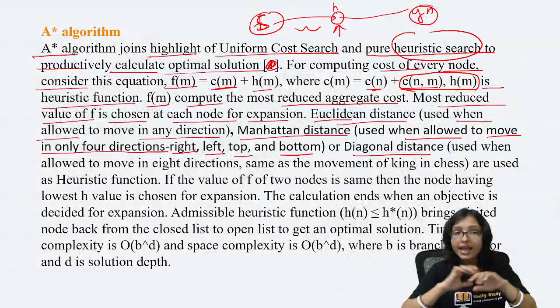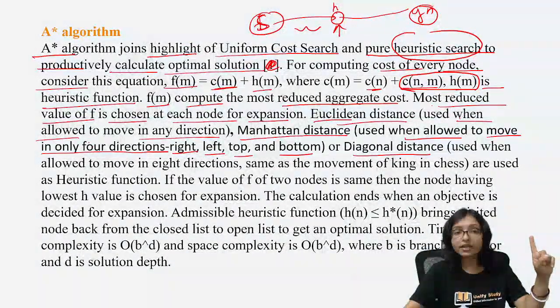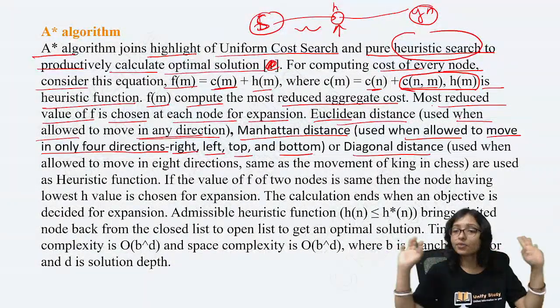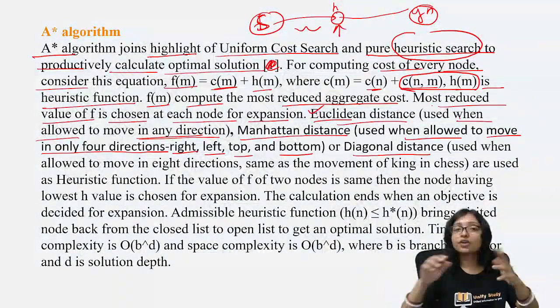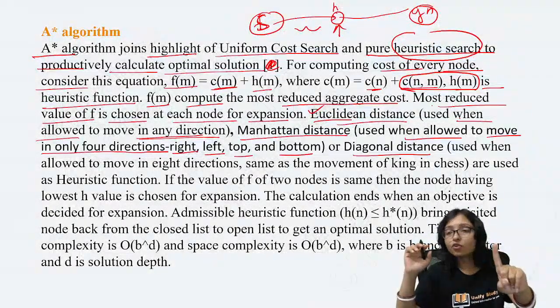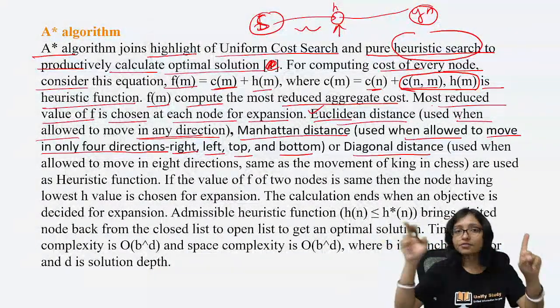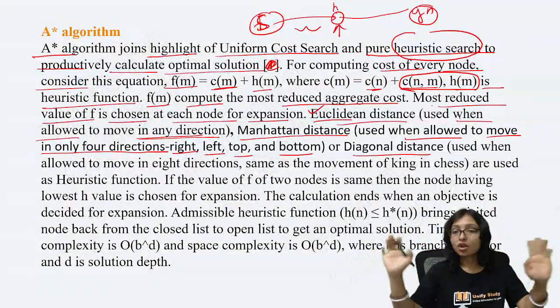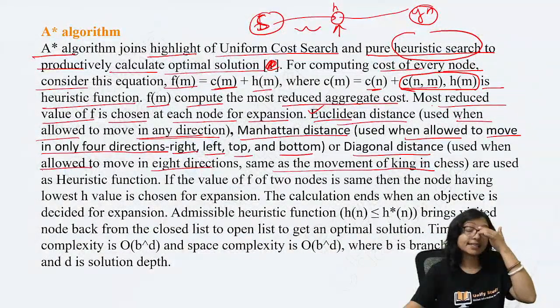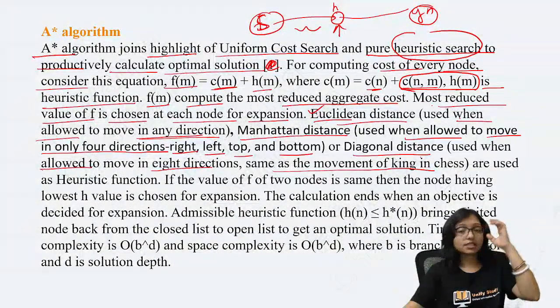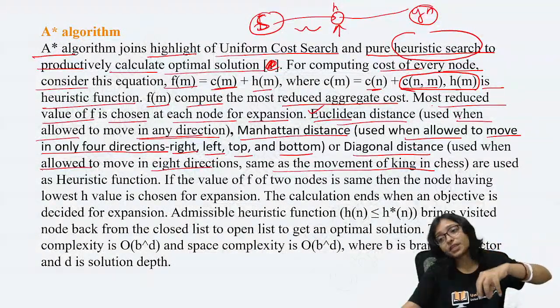If we are allowing movement in any direction, any direction I am going, then I can choose the Euclidean distance. But the Manhattan distance will be taken when it's allowed to move only in 4 directions, either right or left or top or bottom. When diagonal is also allowed, we can move in 8 directions, same as the movement of the king in chess. That's why this is the A-star algorithm implementation.